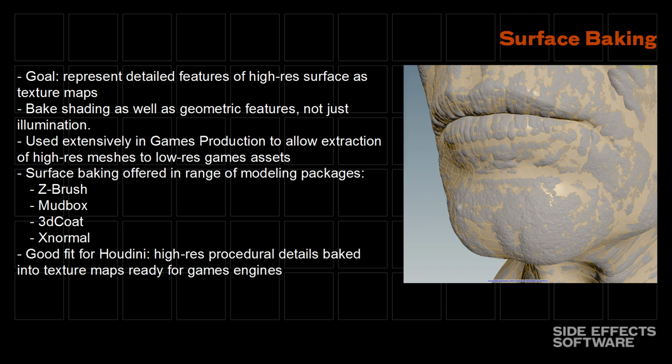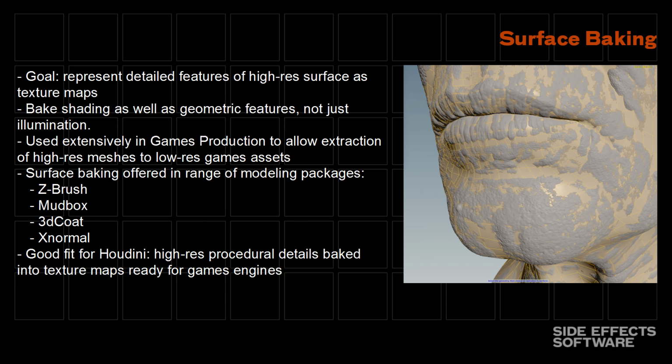Surface baking like this is offered in a range of modeling packages that you've probably had experience with. We find it in ZBrush and the ZBaker. We have Mudbox, 3D Coat, XNormal. They all offer some form of this geometry extraction or surface baking. And so surface baking opens up some new opportunities for us in terms of Houdini. It's a good fit. We can generate high-res procedural details, high-res procedural models, and bake those down into texture maps that are ready for games engines.